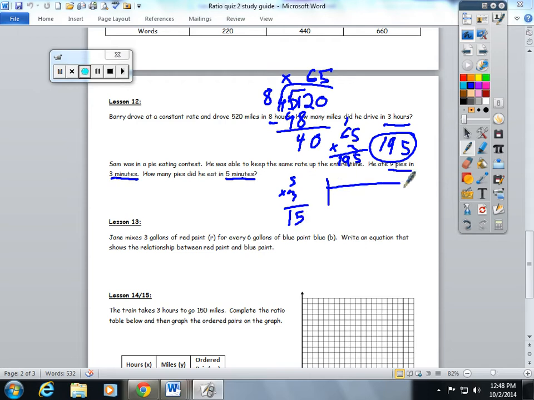Now, Ms. Kramer's going to draw a double number line diagram. So for 3 minutes, he did 9 pies. So this is minutes, this is pies, and you scale it down to 1/3, and then you skip count. 1, 2, 3, 4, 5; 3, 6, 9, 12, 15. Great job, Rachel.